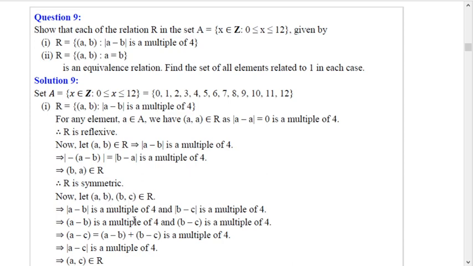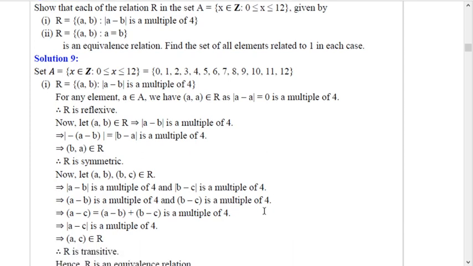Suppose this is 4 times 0, this is 4 times 3 is 12. Hence A minus C is also a multiple of 4. Hence R is transitive. Hence R is an equivalence relation.